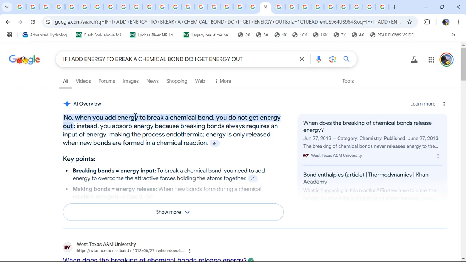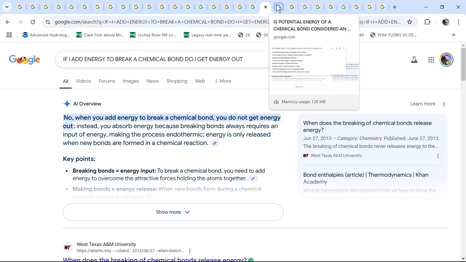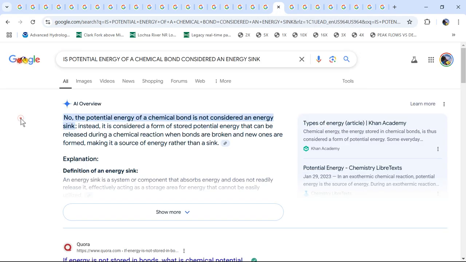When you add energy into both of those hydrogen atoms to actually break them apart, and now they're just on their own, then I get kind of confused: is potential energy of a chemical bond considered an energy sink? You know what I mean? It didn't seem like it's usable energy, if I have to pour more energy in to actually break that bond. And the opposite is true.